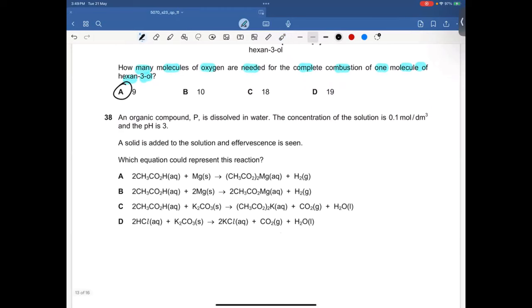An organic compound P is dissolved in water. The concentration of the solution is 0.1 mole per dm cubed and the pH is 3. A solid is added to the solution and effervescence is seen. Which equation could represent this reaction? This pH shows that the solution is acidic.